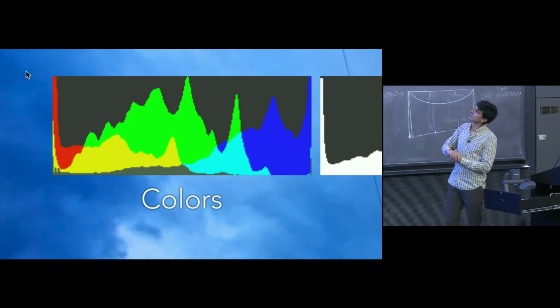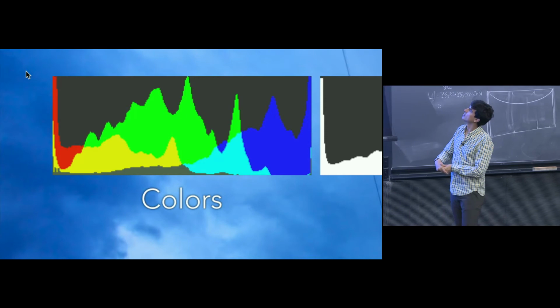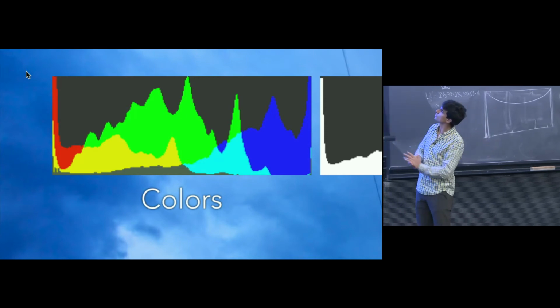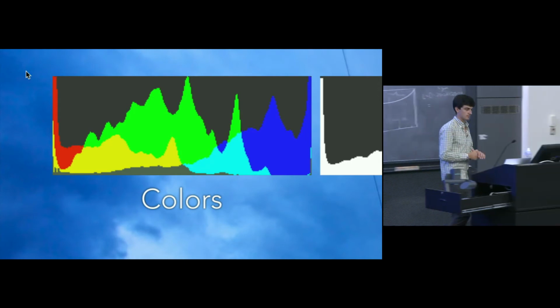The red we can see is not very prevalent, but the green has a nice distribution. And of course the cyan is just a combination of the green and the blue, and the yellow is the combination of the red and the green.